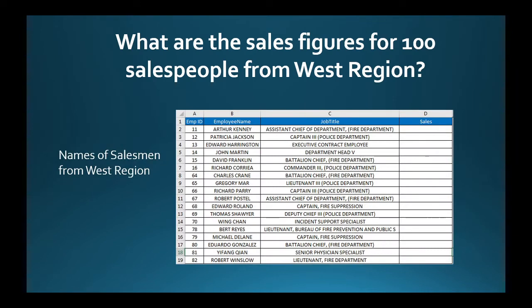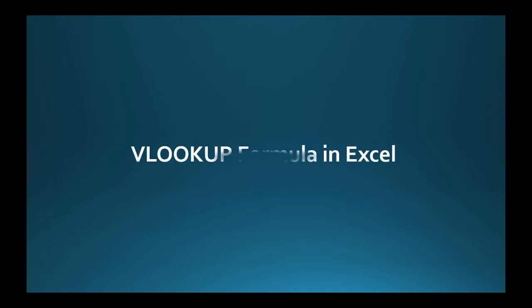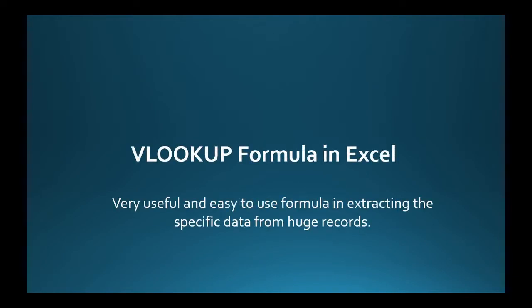For that, he gets employee IDs and employee names. Now, from the database of 6,000 employees, Vijay has to extract sales data for those 100 people. What is Vijay going to do? Vijay is going to use the formula VLOOKUP in Excel. A very useful and easy to use formula to extract specific data from huge records.